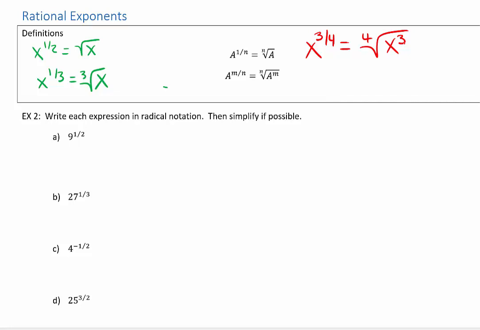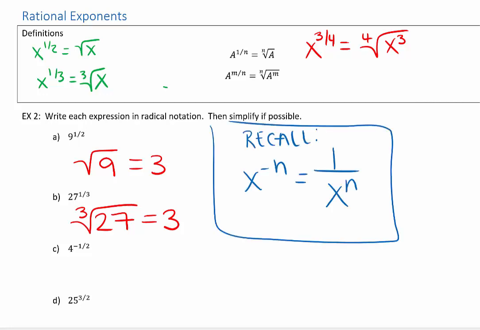So example 2 says write in radical notation, then simplify. As a radical, 9 to the 1/2 is square root of 9, and this simplifies to 3. As a radical, 27 to the 1/3 is cube root of 27, which also simplifies to 3. Now 4 to the -1/2, we have a negative exponent there. Now anytime you have something with a negative exponent, you can actually rewrite it with a positive exponent, remembering that negative exponents mean reciprocals. So 4 to the -1/2 is 1/4 to the 1/2.